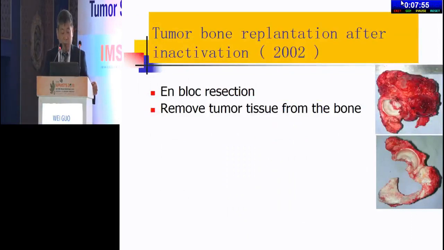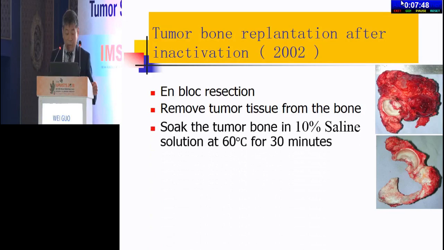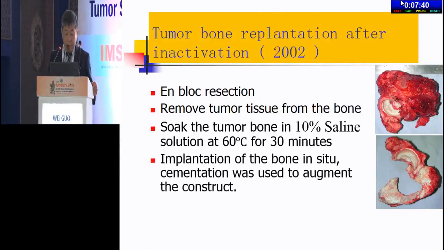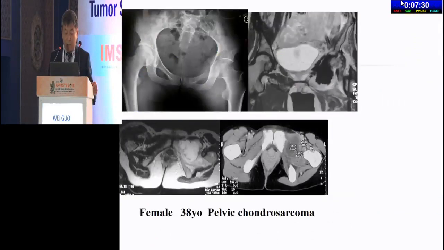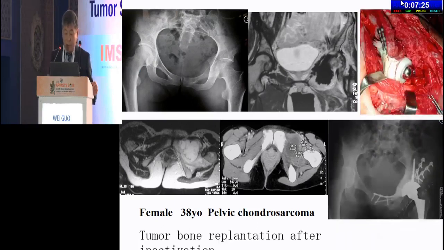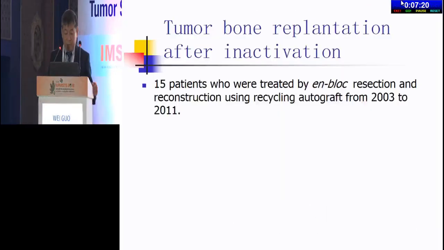For tumor bone replantation after inactivation, we do en bloc resection, remove the tumor tissue from the bone, then soak the tumor bone in 10% saline solution at 60 degrees for 30 minutes. Then we put the bone back in situ. Cementation was used for augmentation of the construct, with plate fixation and total hip arthroplasty. This is a case, a 38-year-old female patient with pelvic chondrosarcoma. We did the reconstruction using recycled tumor bone.